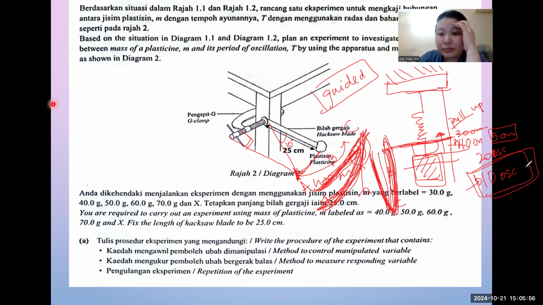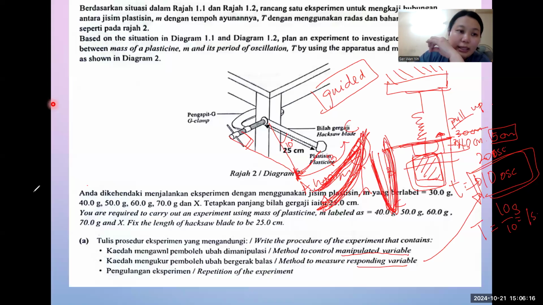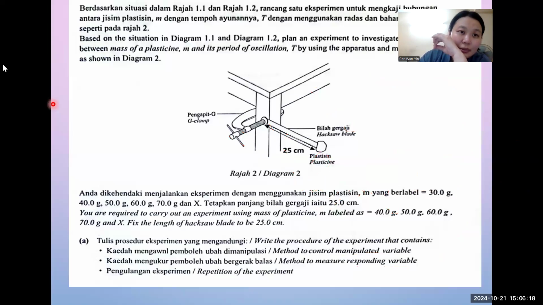Okay. So the manipulated variable is the mass. The responding variable would be the period. So actually this is time first, then we divide by 10. Let's say that 10 seconds, so it would be 1 second. Okay, let's see next.